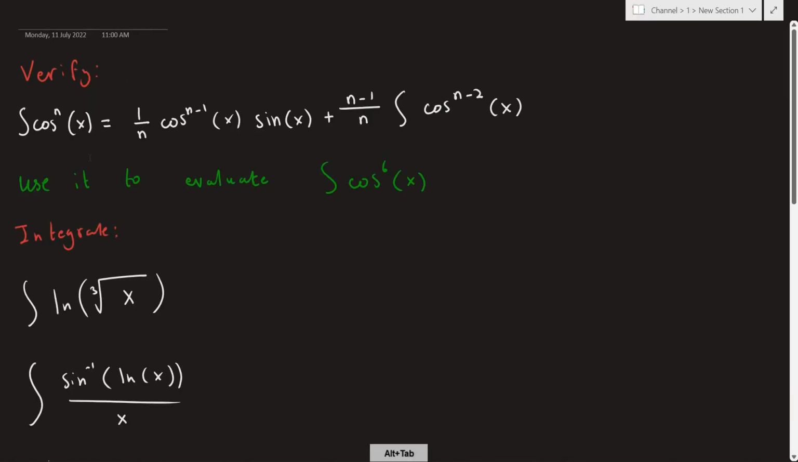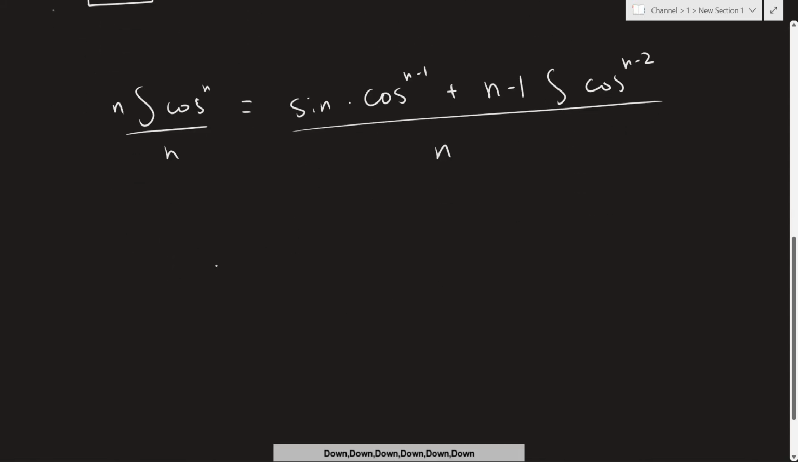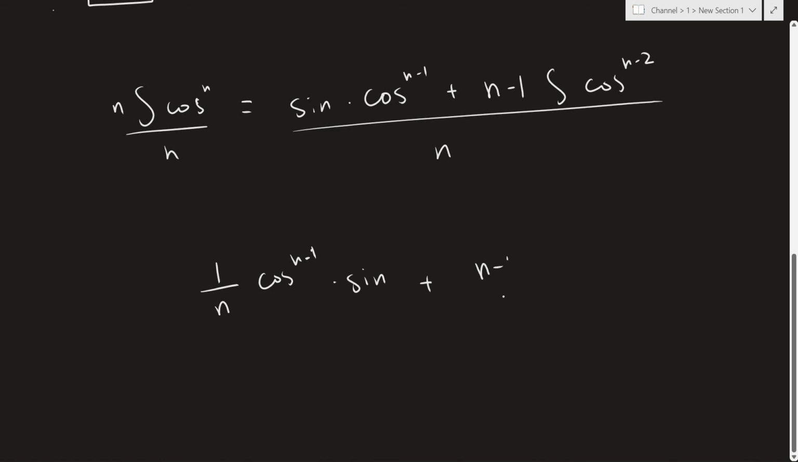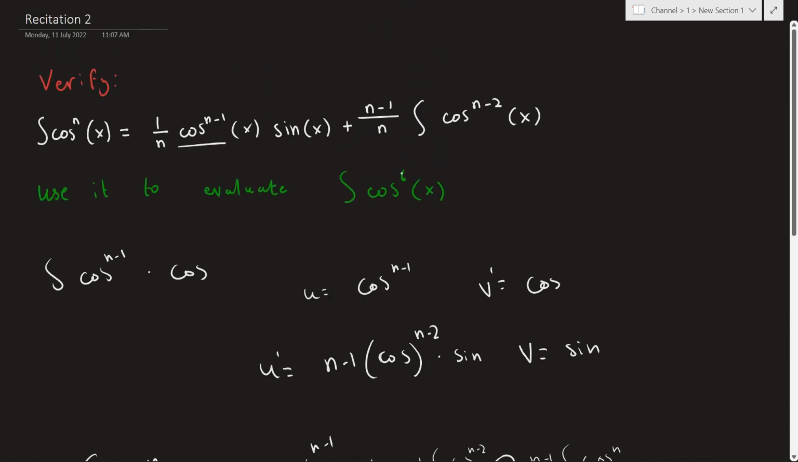So the question wants the integral of cosine^n, so we'll have to remove n here. So divide both sides by n. And the final answer will be 1 over n times cosine^(n-1) times sine, plus n minus 1 over n times the integral of cosine^(n-2), plus c. And this is your answer. Now we need to verify this. We need to evaluate, sorry.